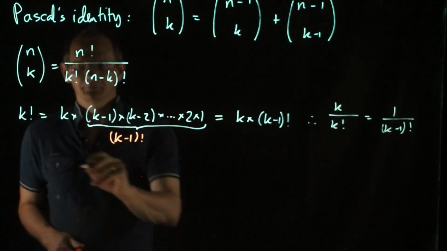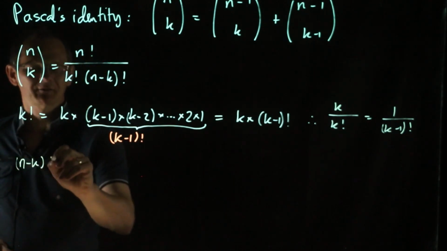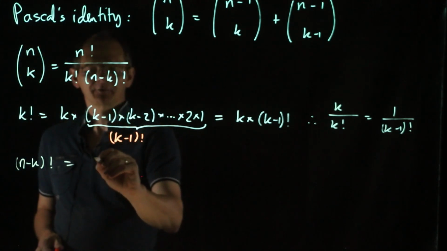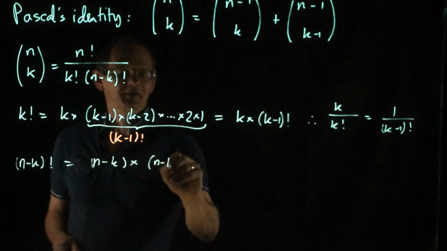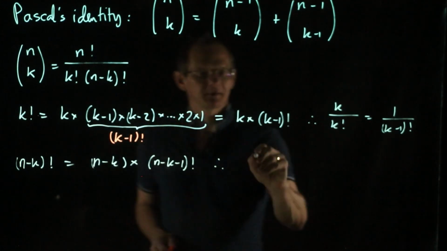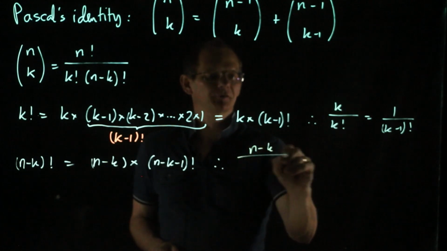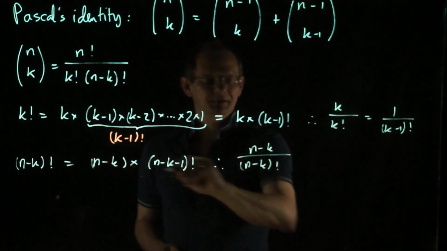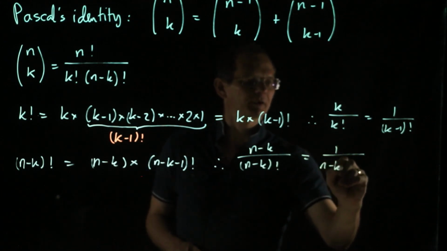And that was for k, but that works the same way for n minus k, of course. So n minus k factorial, we can write as n minus k times n minus k minus 1 factorial. And so we get the same kind of fraction: n minus k over n minus k factorial, just rearranging this equation, is 1 over n minus k minus 1 factorial.